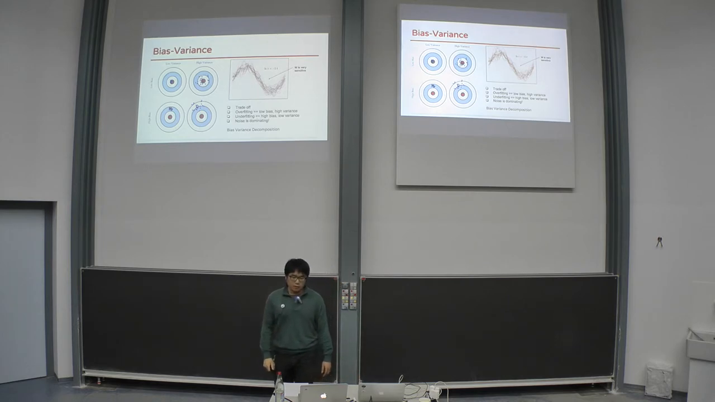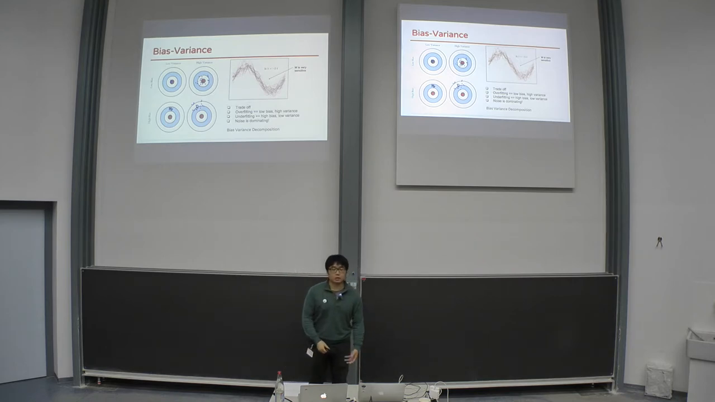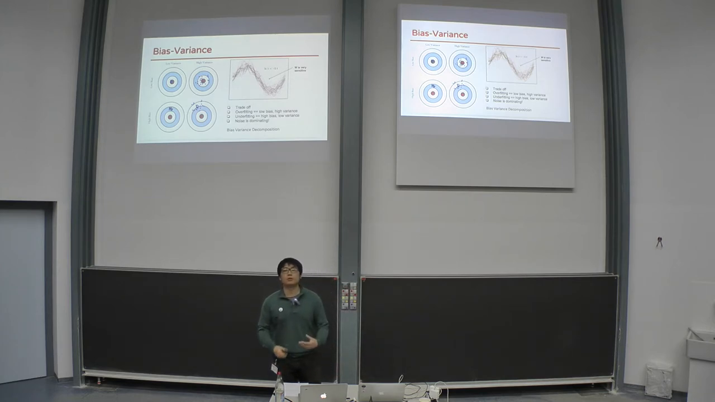You see, every time you will get a quite different shape of the functions because you are overfitting, because the function is too complex, because you have a very high variance for the future prediction. And this is the central problem of machine learning, remember.